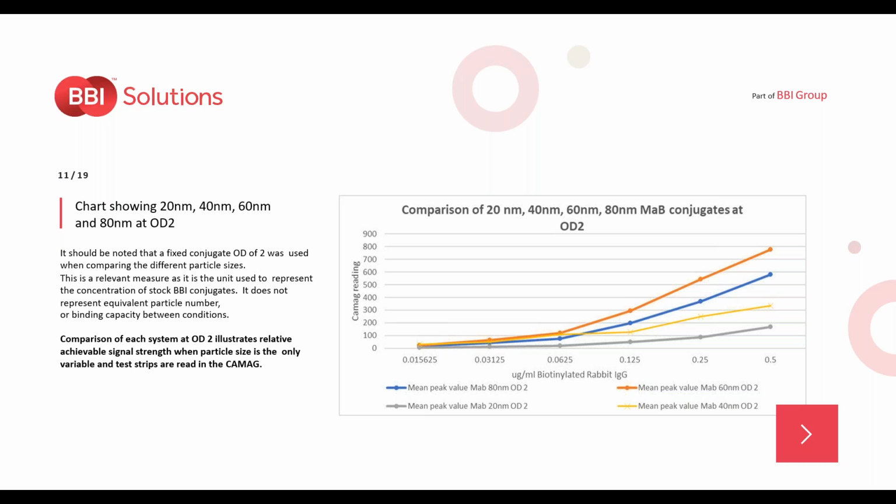Okay, so if you look at the graph on the right-hand side now, you'll see the difference in performance between the 20, the 40, the 60 and the 80 nanometer gold conjugates. If you particularly look at the 0.125 microgram per mil level, you'll see clearly the 20 gives the lowest signal intensity. Then you get the 40. The top signal, the most intense signal, the strongest signal strength comes from the 60 nanometer. And then the signal intensity drops off again using the 80 nanometer gold particle.